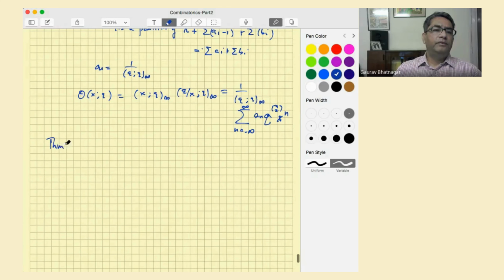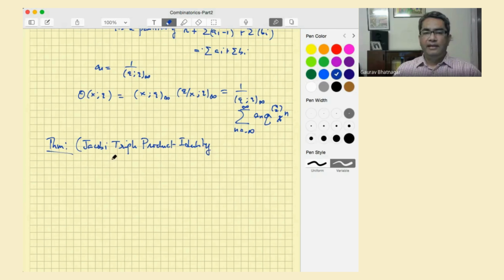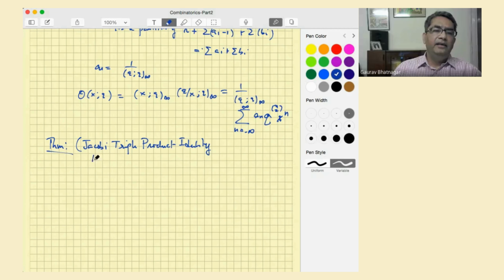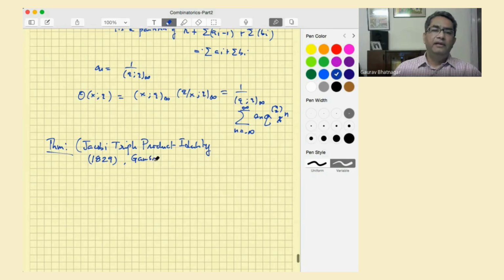So theorem, this is called the Jacobi triple product identity, and this is due to Jacobi, as you might have guessed. It's in 1829, and also Gauss independently did it. And he published it much later.